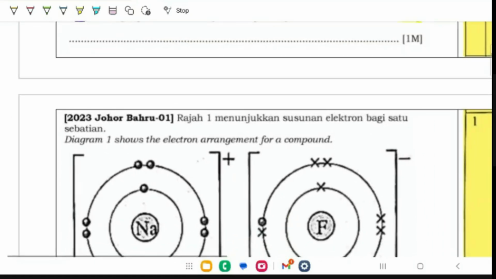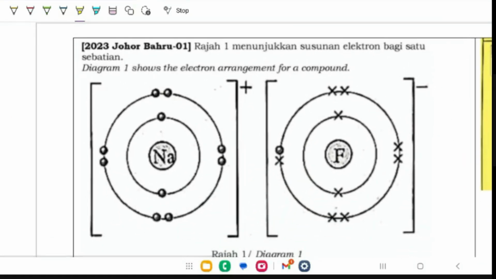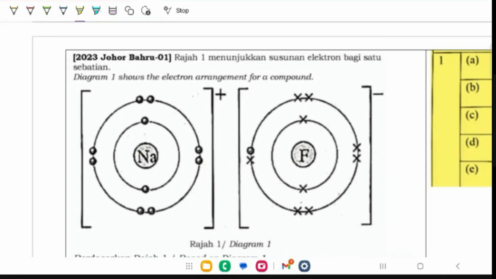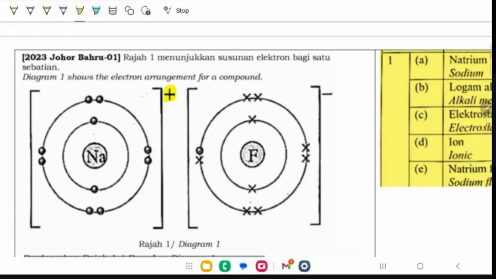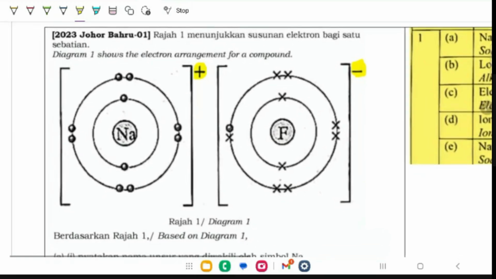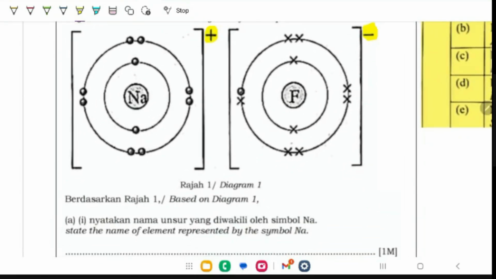I think we can do another structure here. A compound, sodium fluoride. So once you see the positive and negative, you know it is ionic. Now state the elements represented. Na. What is the name? Sodium.